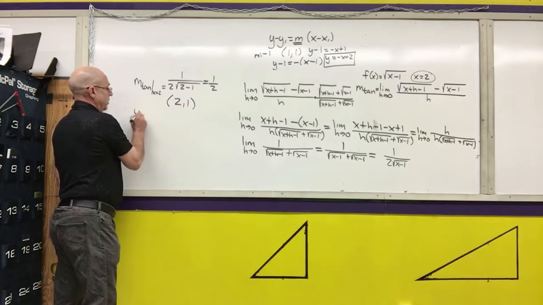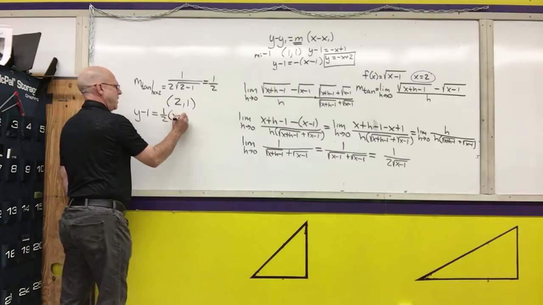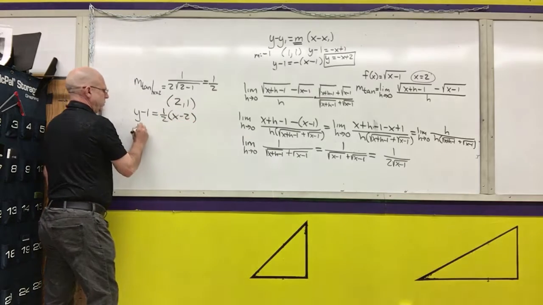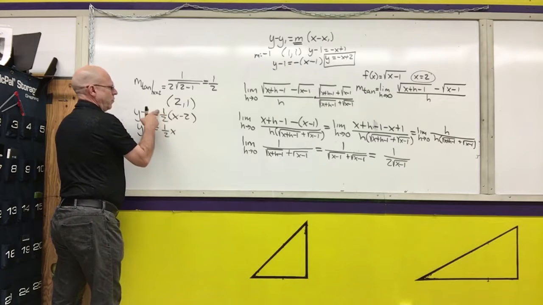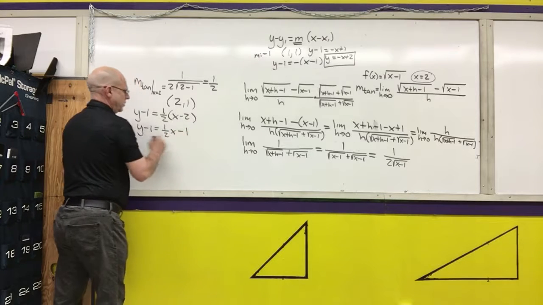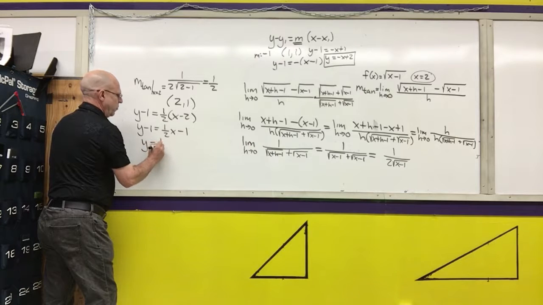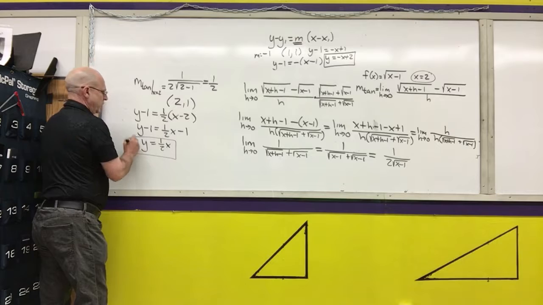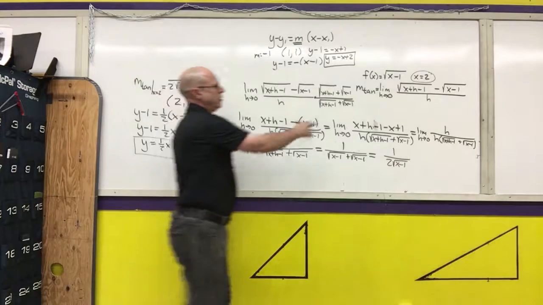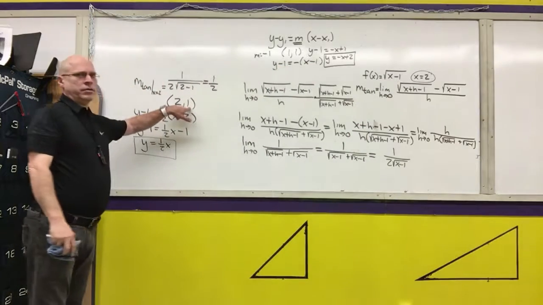So I get y minus 1 equals 1/2 the quantity of x minus 2. Distribute. Y minus 1 equals 1/2 x minus 1, since 1/2 times negative 2 is negative 1. Add 1 to both sides, and I get y equals 1/2 x, which is the equation of the line tangent to this function that goes through the point 2, 1.